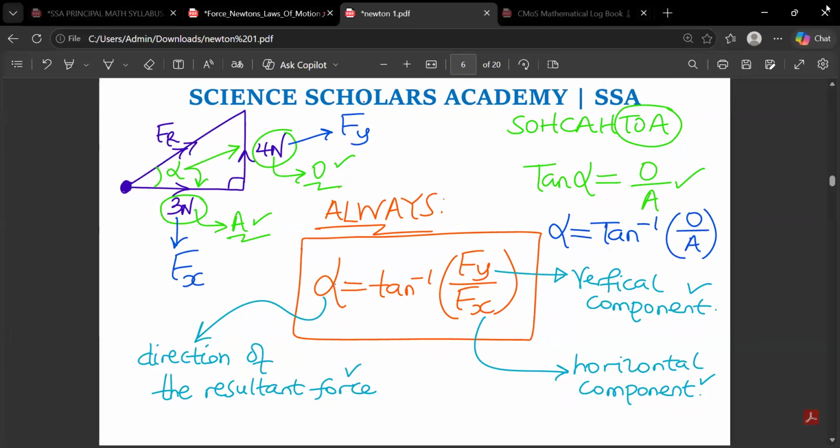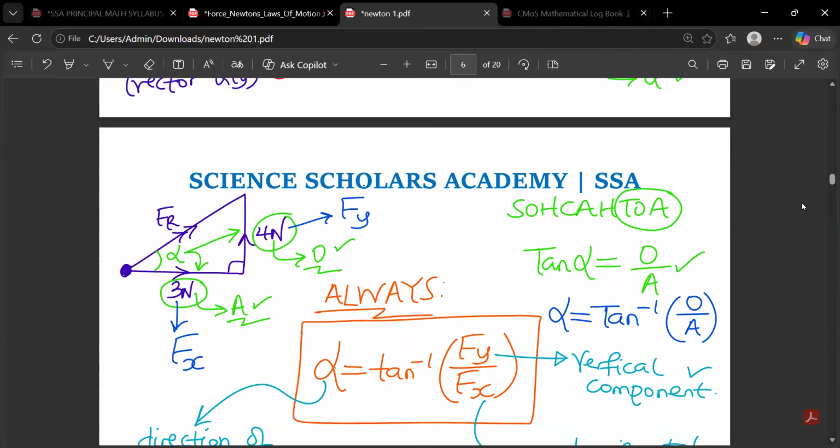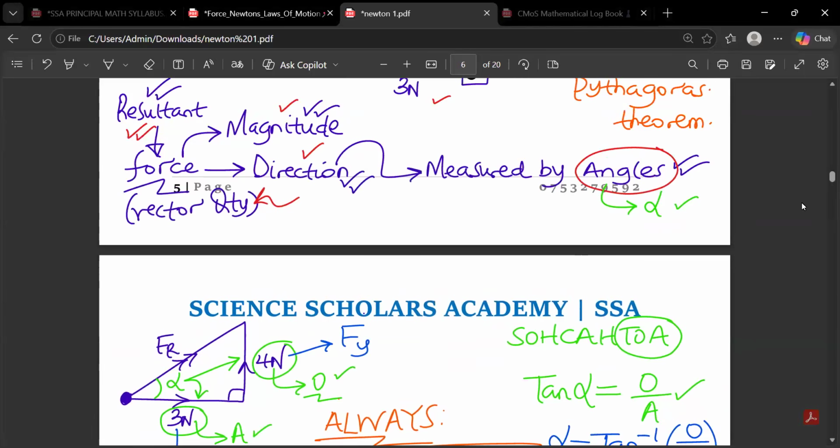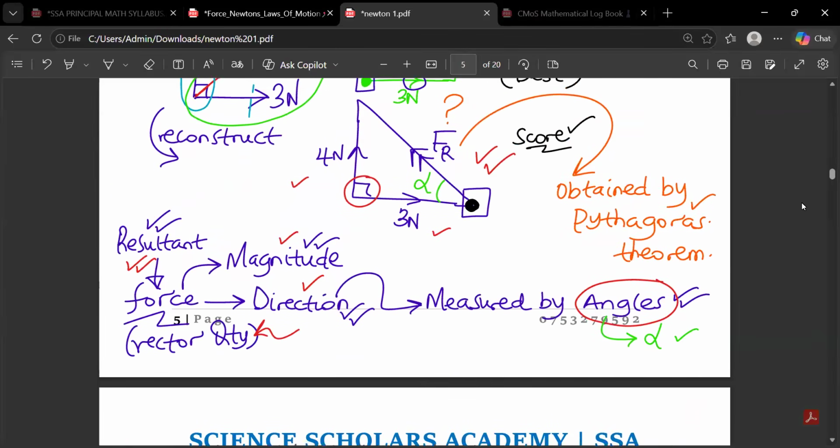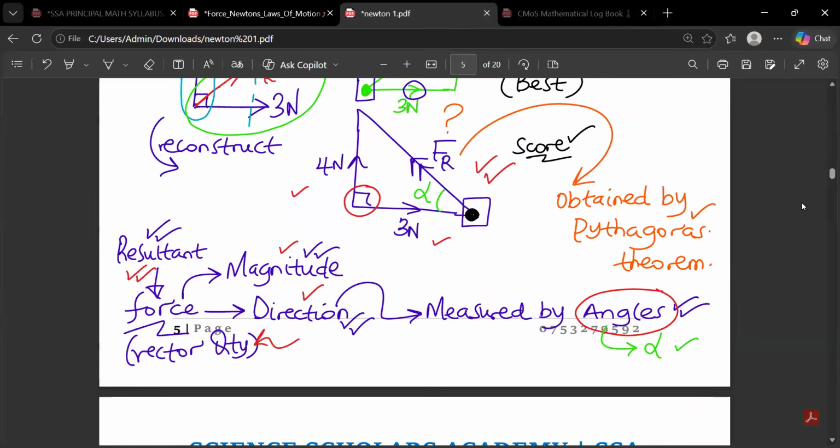So always you can see that alpha shall be tan inverse of the opposite, which is the vertical component, and then over Fx, which is the horizontal component, just like that. So never waste your time. So when they ask you for resultant force, we expect two things. We expect the magnitude, we expect the what? The direction. The moment you miss any of those, you're gone. Hope that has made sense.